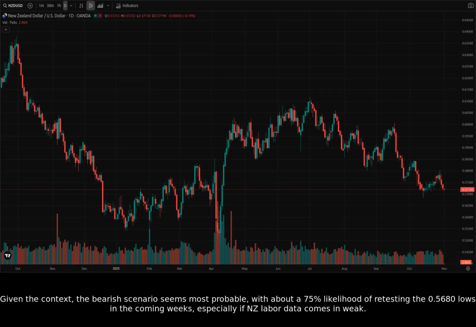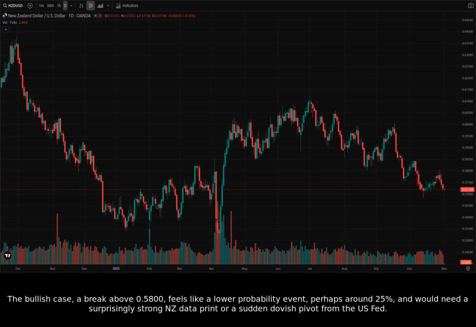Given the context, the bearish scenario seems most probable, with about a 75% likelihood of retesting the 0.5680 lows in the coming weeks, especially if NZ labor data comes in weak. The bullish case, a break above 0.5800, feels like a lower probability event, perhaps around 25%, and would need a surprisingly strong NZ data print or a sudden dovish pivot from the US Fed.